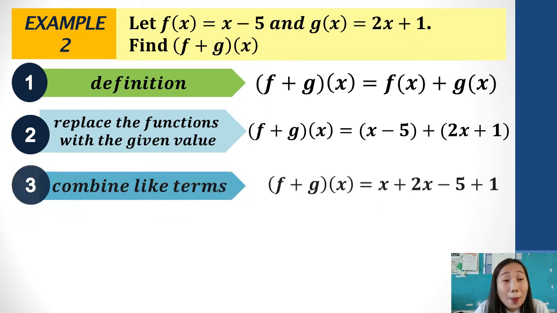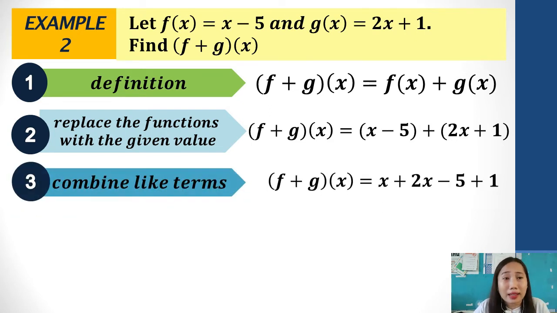Next step natin, combine like terms. So, dito sa ating functions, ang like terms dito ay si 2x tsaka si x. Pinag-isa na natin sila. X plus 2x. So, next naman, meron pa tayong like terms. Meron pa tayong negative 5 tsaka 1. So, idikit na naman natin si negative 5 at si 1. Okay? So, i-copy natin yung sign nila.